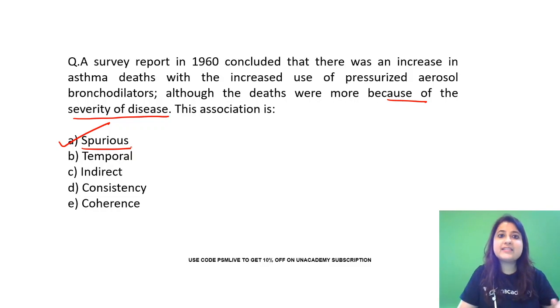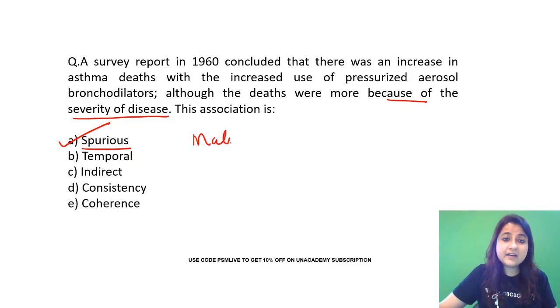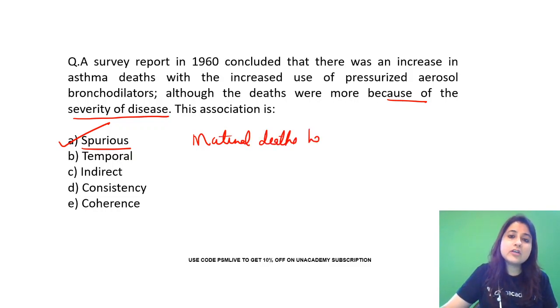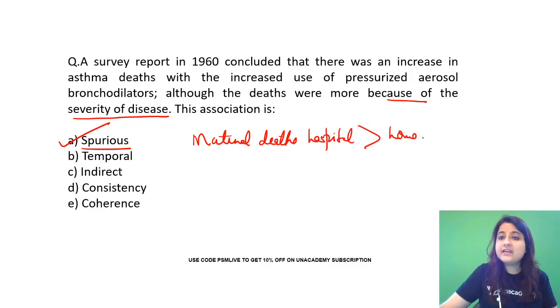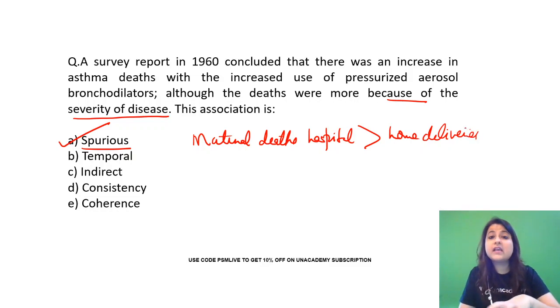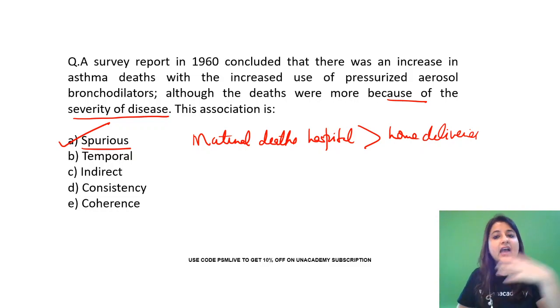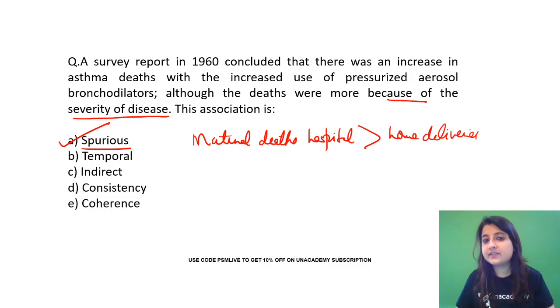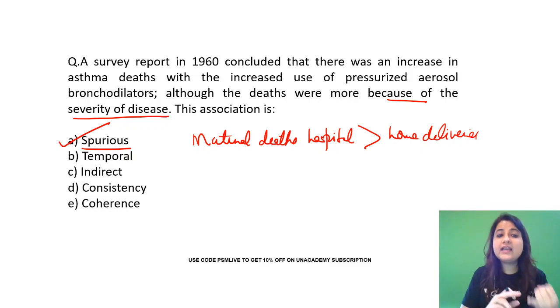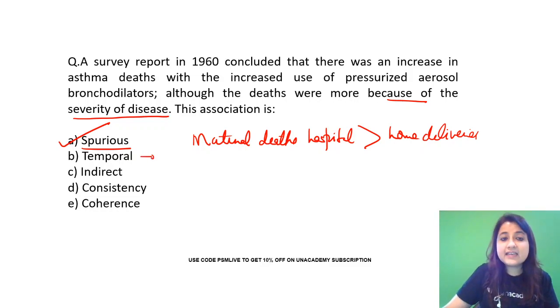Like we say, there are more maternal deaths in hospital deliveries than in home deliveries. Now, is it a correct fact? This is actually a spurious association because whatever cases go bad in a home delivery are then brought to the hospital. Therefore, this is a spurious association. Temporal association means this is Hill's criteria.